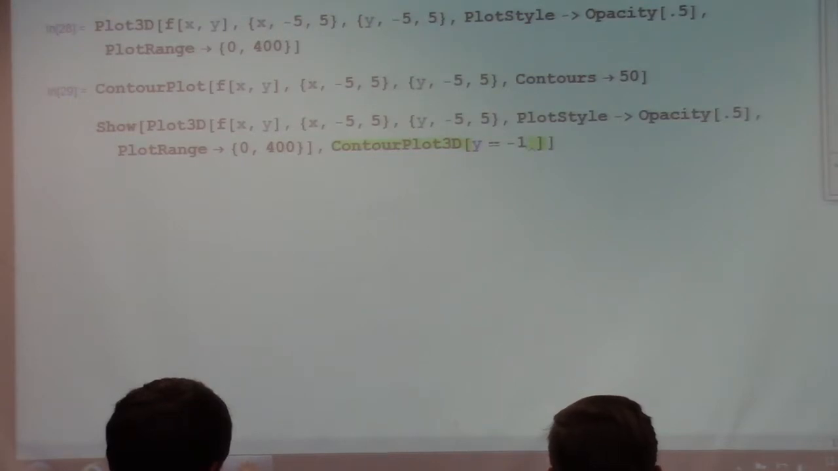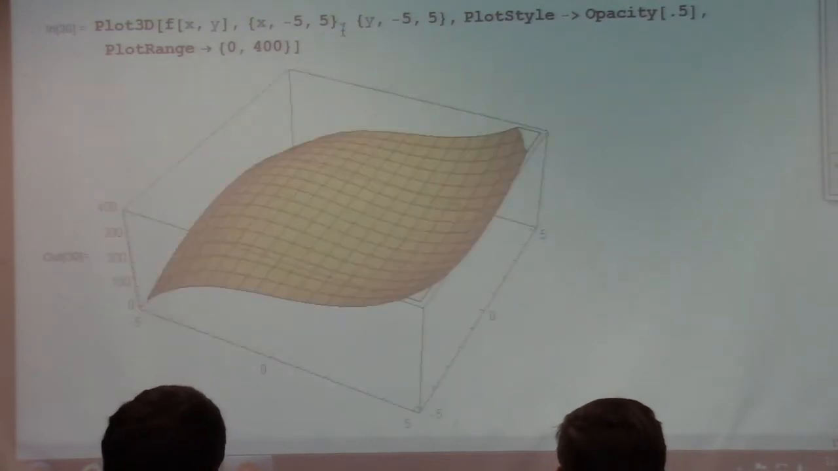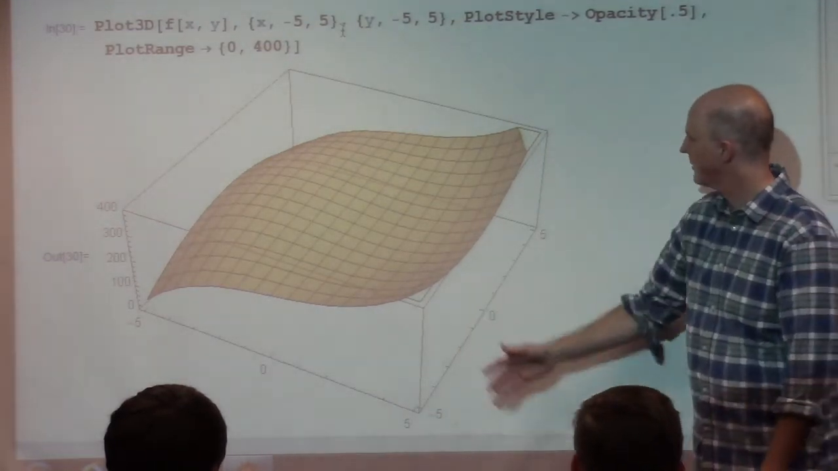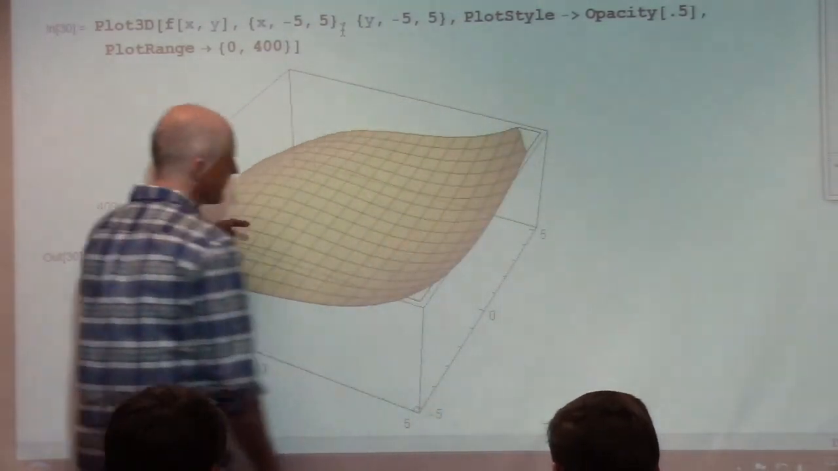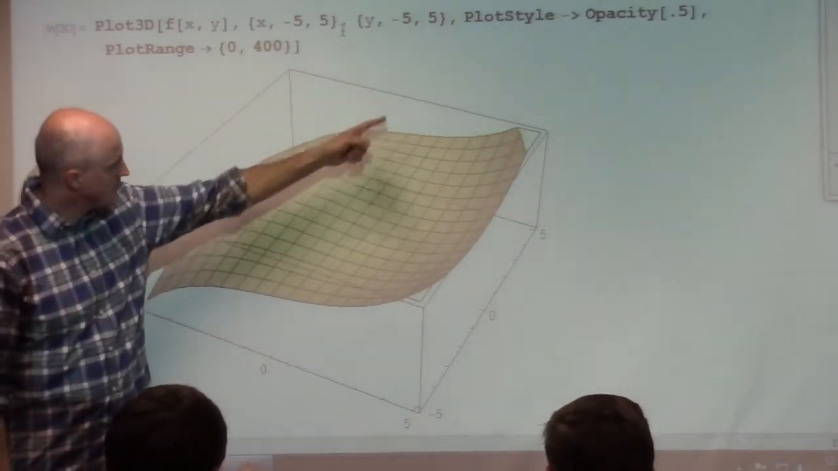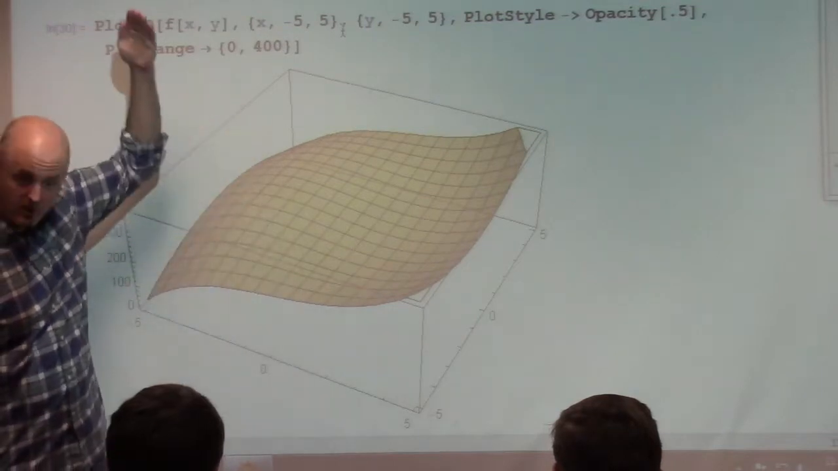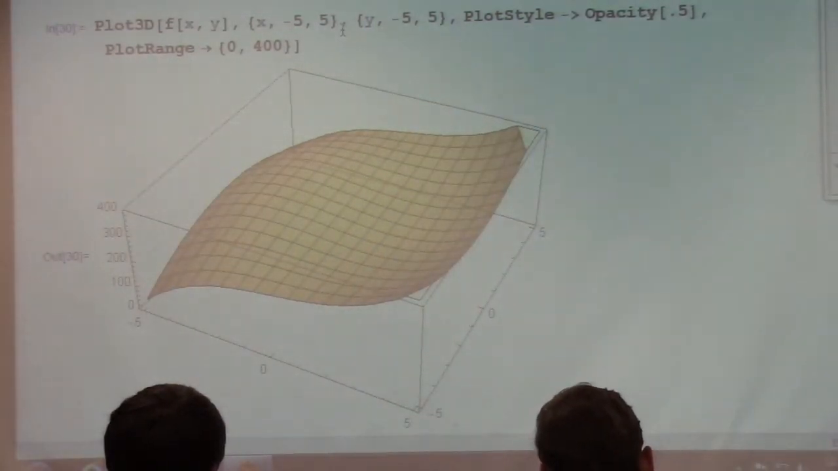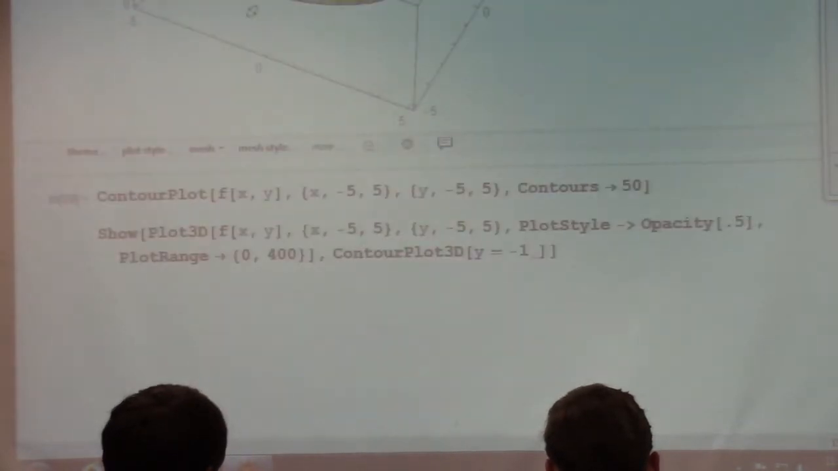So I'm going to take the three-dimensional plot. Let's go ahead and see the three-dimensional plot here first. Take this three-dimensional plot, and then I'm also going to include a plot of a vertical plane at y equals -1. Remember, the positive x direction goes this way. The positive y direction goes this way. So y equals -1 is going to be a plane about like this. I'm going to plot that in the same picture with contour plot 3D.